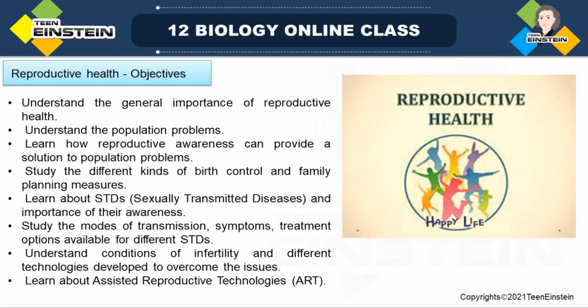So to understand the general importance of reproductive health, then to understand the population problems, then we need to learn how reproductive awareness can provide a solution to the population problems. See, we are conducting a program or giving initiation to a program. We should know how this reproductive awareness program can provide a solution to the population explosion or population problems. And to study different kinds of birth control methods and related studies. Then family planning measures.